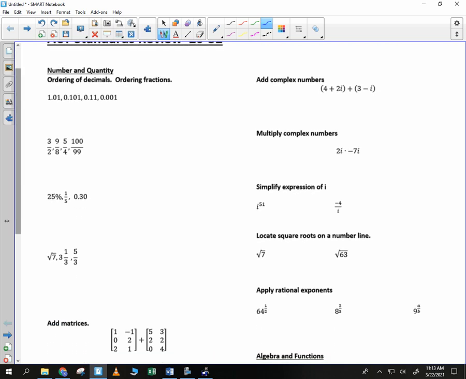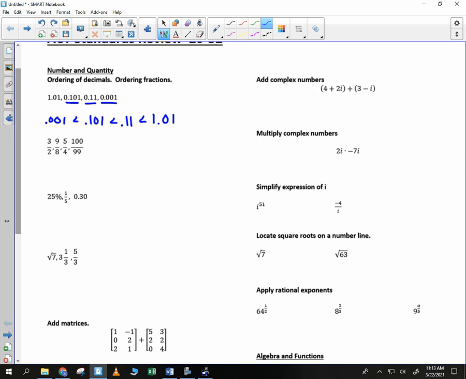So here we go. Number and quantity. The first sets that we go through are dealing with different types of numbers and operations. Ordering of decimals and ordering of fractions. Order from least to greatest. The smallest number here is going to be this guy right there. So 0.001 is less than, and the next one is going to be this guy, 0.101, followed by 0.11, followed by 1.01.